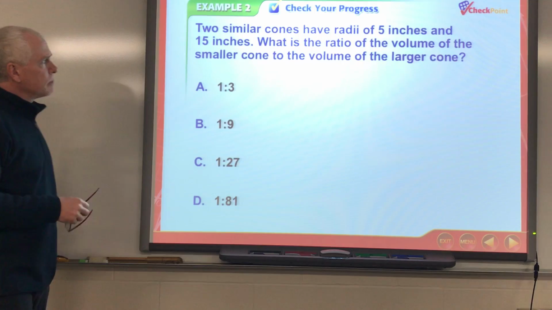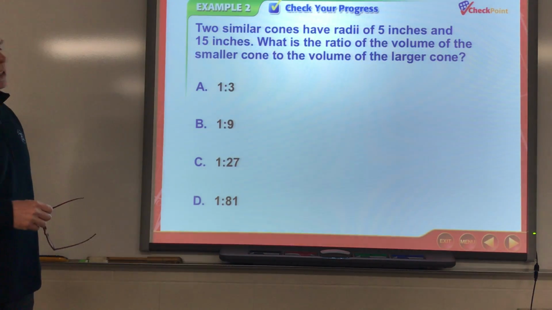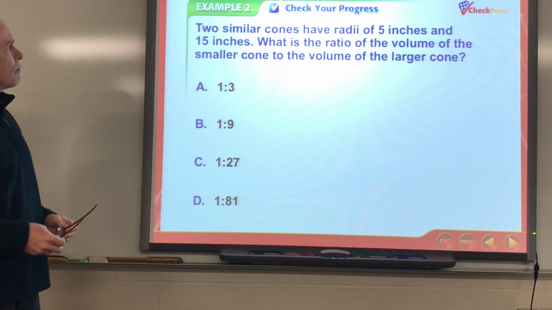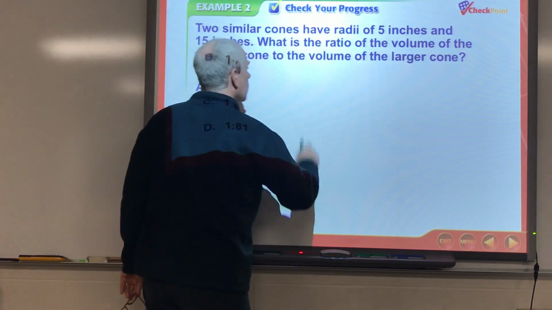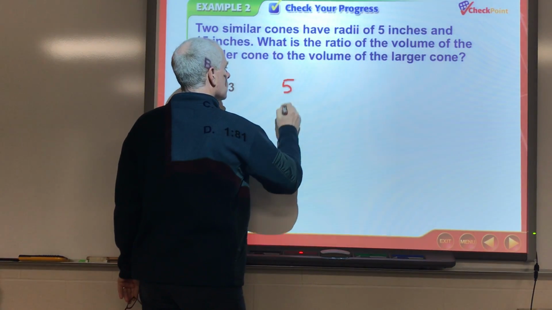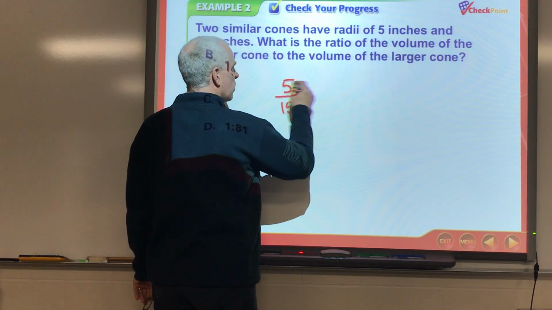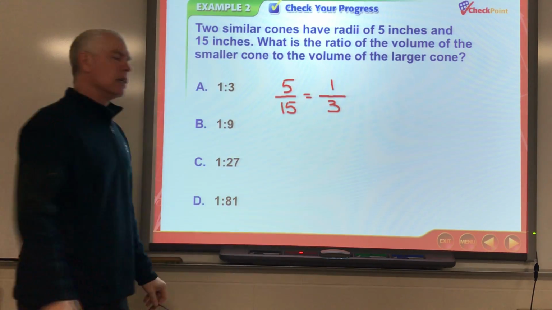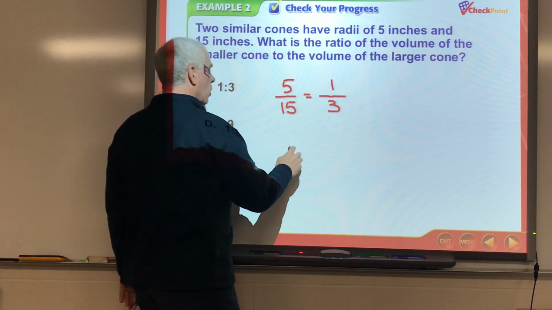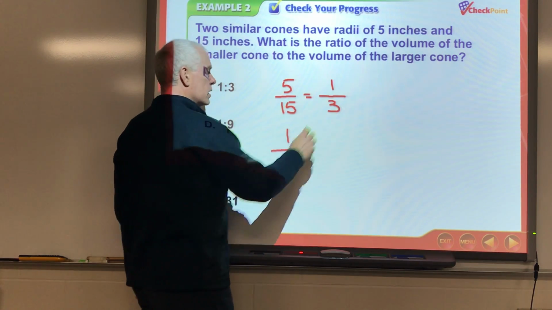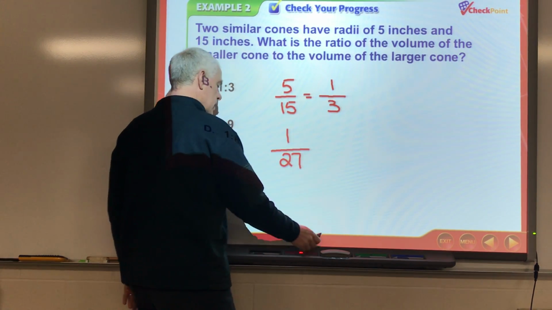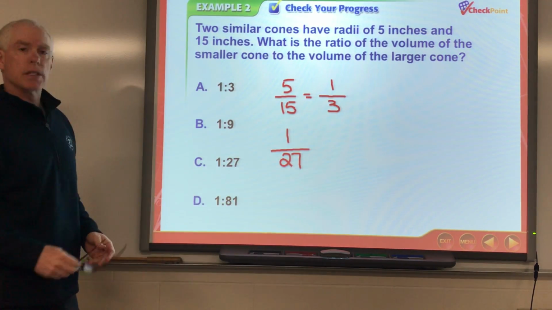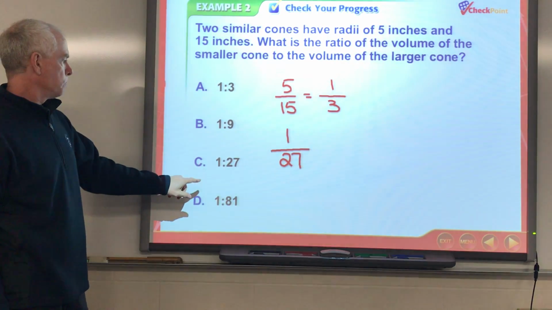Why don't you give one a shot? Okay, it says two similar cones have radii of 5 and 15, so that's going to be the scale factor. I can simplify that. 5 goes into 5 once, 5 goes into 15 3 times. So that's your A over B. Okay, A cubed, 1 cubed is 1. 3 to the third power is 27. So 1 over 27 is going to be the ratio of the volumes here.